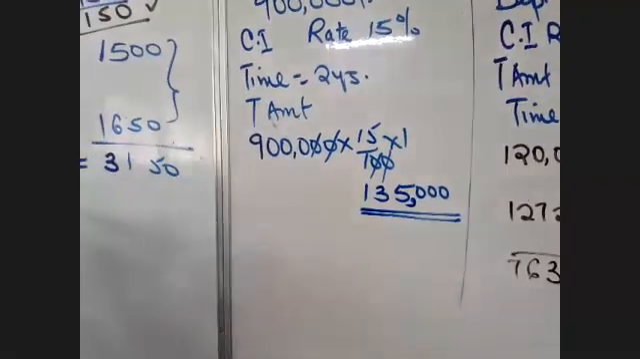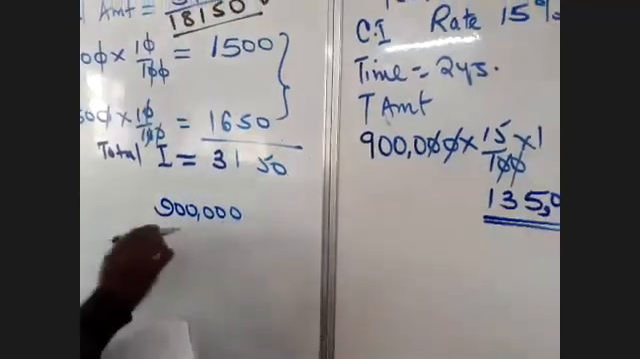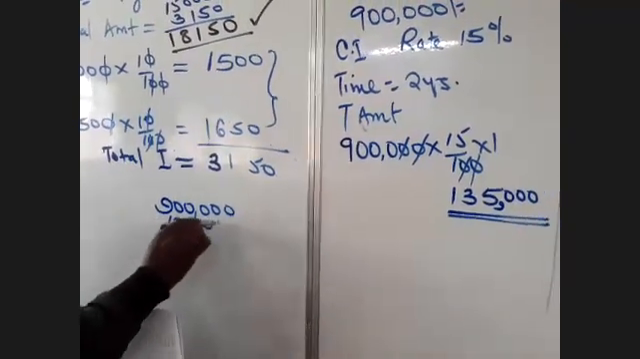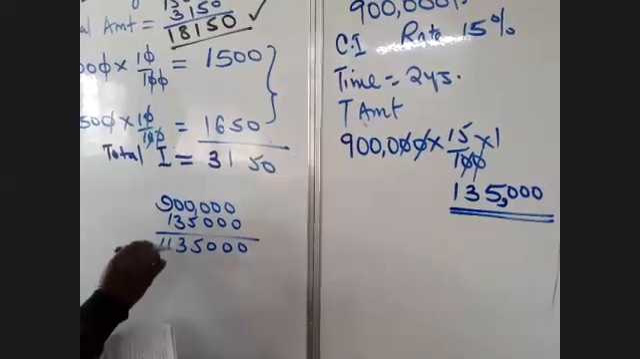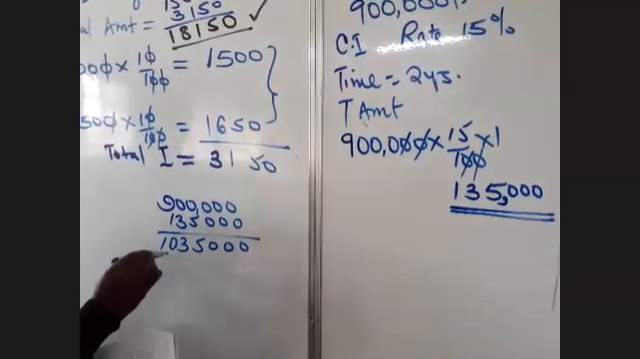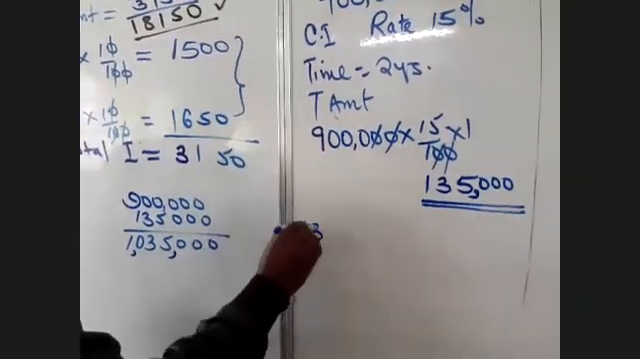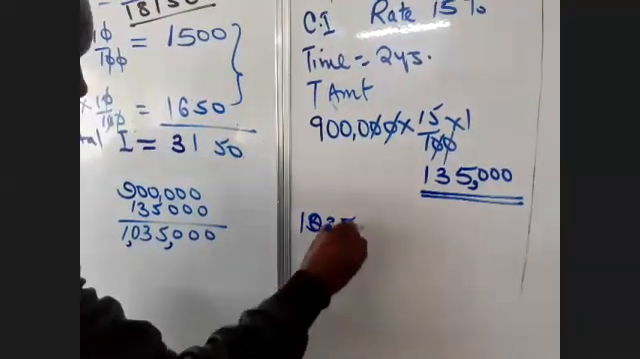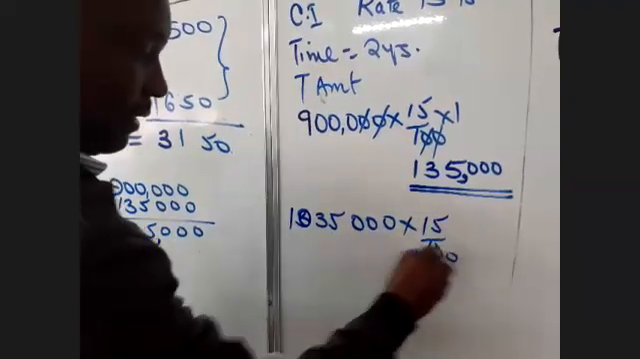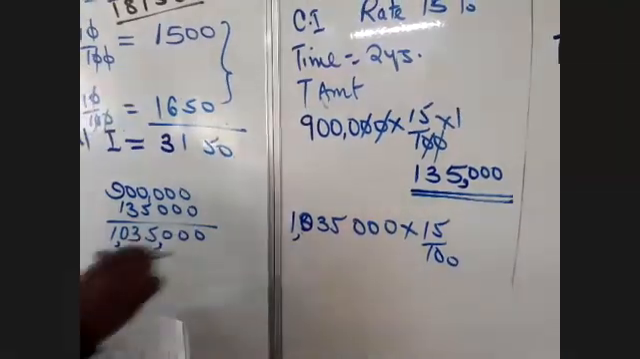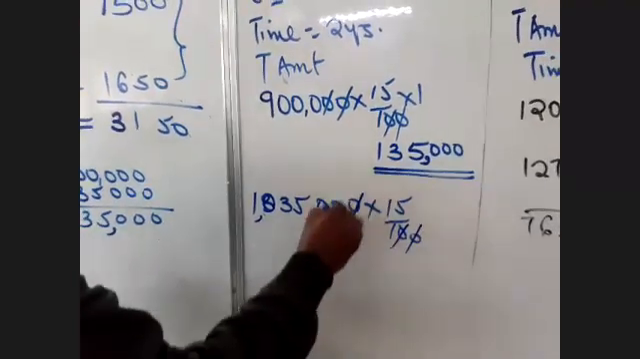Come to year two, they add to the 900,000 the interest earned, 135,000. The new principal for year two was 1,035,000. Same rate of 15%. So you cancel these two with those two.